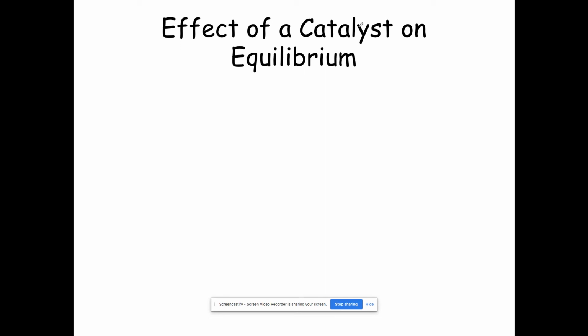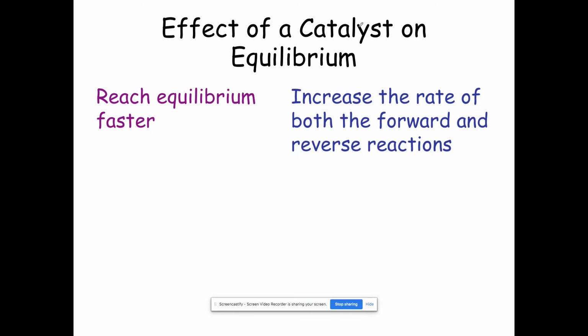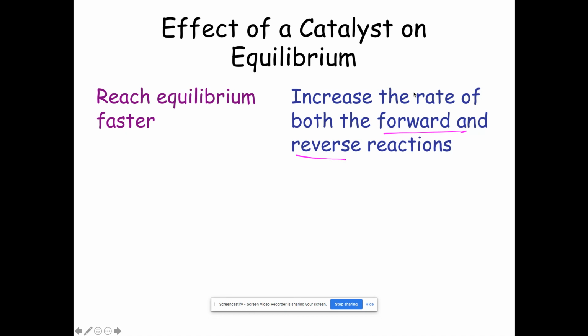So if it's not going to change any of those things, what's going to happen at equilibrium? It just means you're going to get to equilibrium faster. It's going to increase the rate of both the forward and the reverse. Okay? So it's not going to shift one way and then only adjust certain things. It's going to increase both. Look at that. Okay?